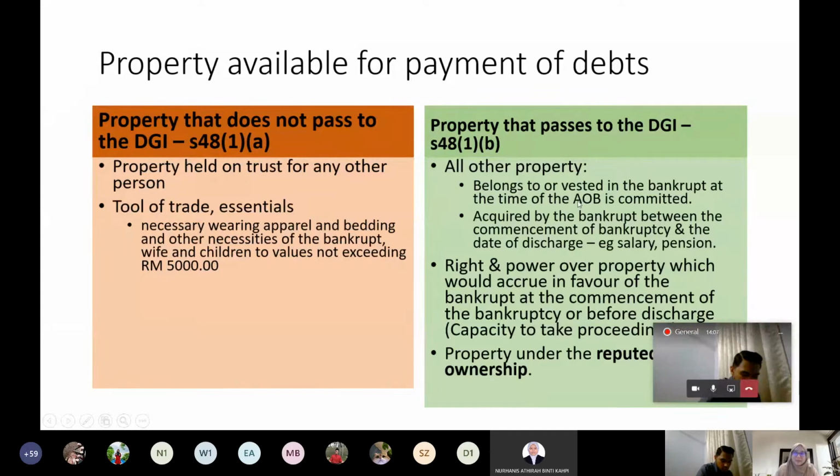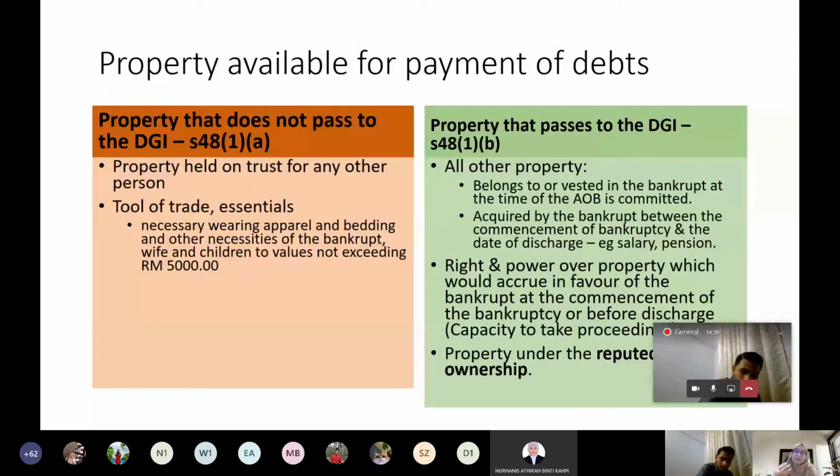So that means any property which is held by the bankrupt person at the point of time of the act of bankruptcy has been committed. So for example, if a bankruptcy notice has been served to the debtor on 1st of June, for example, then 7 days after that, if the debtor has not paid the judgment sum requested by the bankruptcy notice, then an act of bankruptcy has been committed.